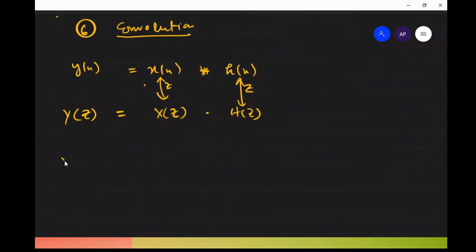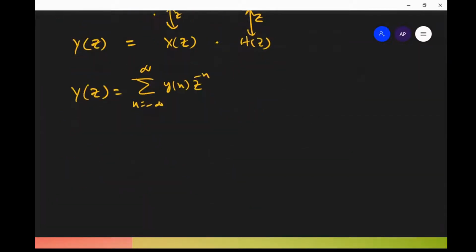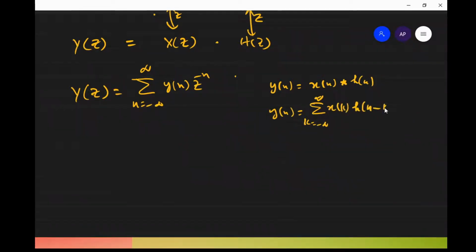So we can say, for example, if we wish to compute Y of z, then Y of z must be equal to the sum over n from minus infinity to infinity of y of n z power minus n, right? So we know that y of n is equal to x of n convolved with h of n, and by definition this must be equal to the sum over k from minus infinity to infinity of x of k h of n minus k, right?